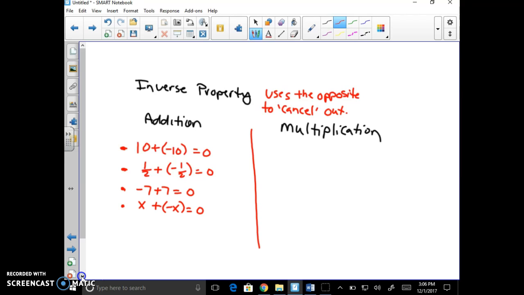So your multiplication examples, 10 times 1/10 equals 1. So when you're adding, it equals 0. When you're multiplying, it equals 1. Negative 1/3 times negative 3 equals 1. b times 1 over b equals 1. 5/4 times 4/5 equals 1.